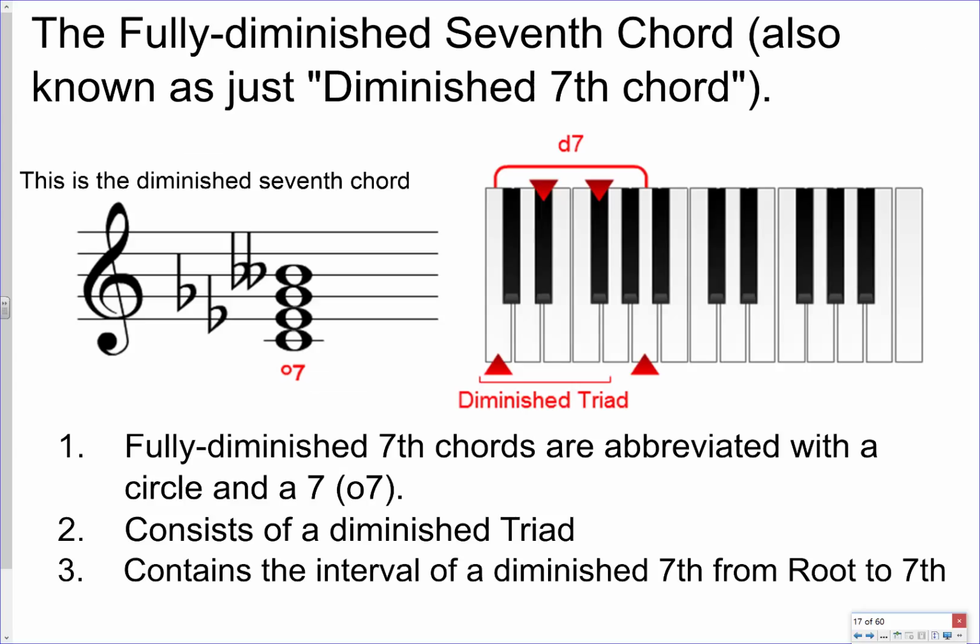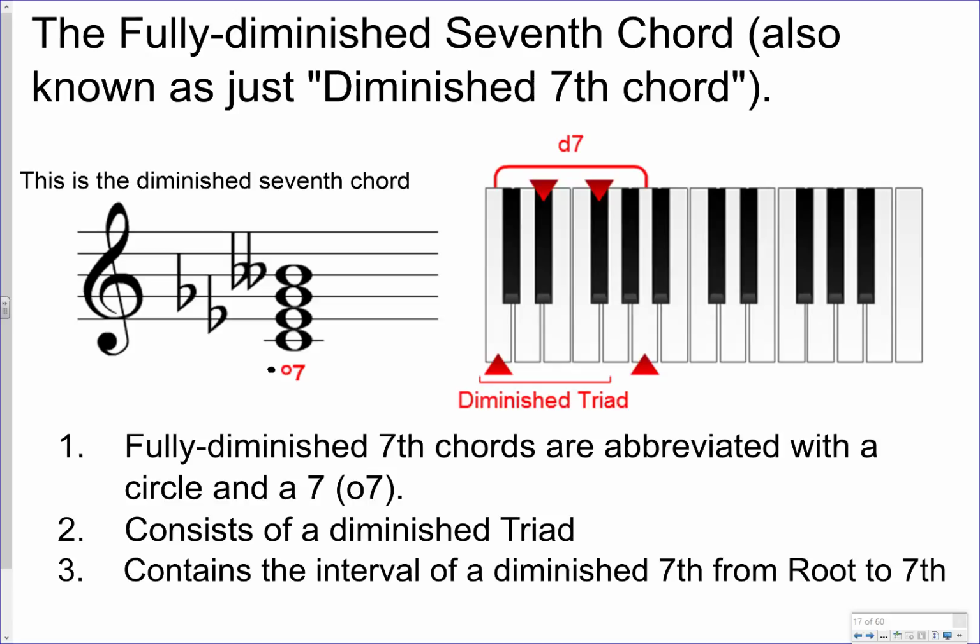And now we are going to go on to fully diminished seventh chords. Fully diminished seventh chords are also just known as diminished seventh chords. So if I say diminished seventh chord, I'm talking about fully diminished. Those two terms will be used interchangeably. Let's explore this diminished seventh chord. What do we call it? We call it a C diminished seventh chord, or a C fully diminished seventh chord.